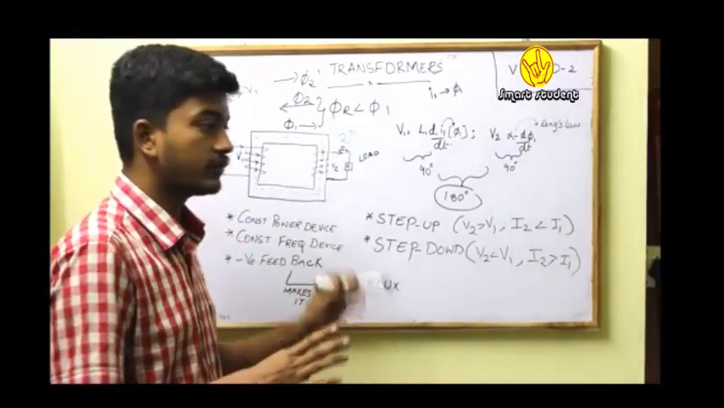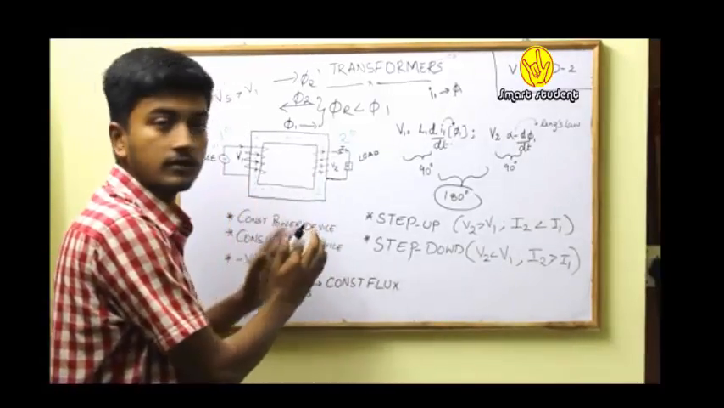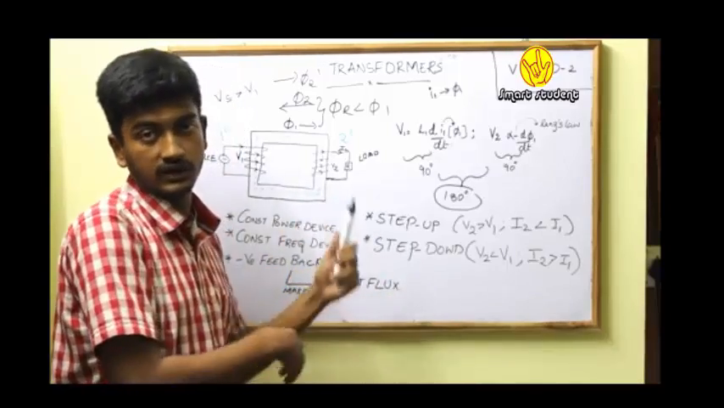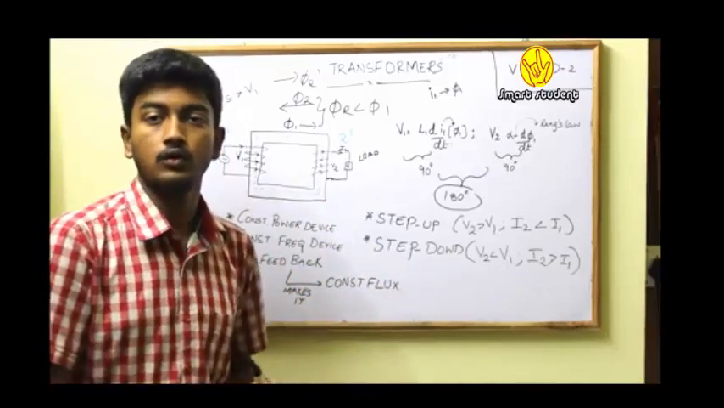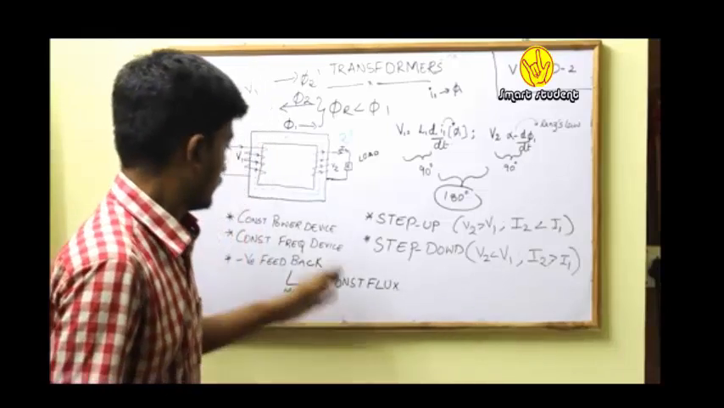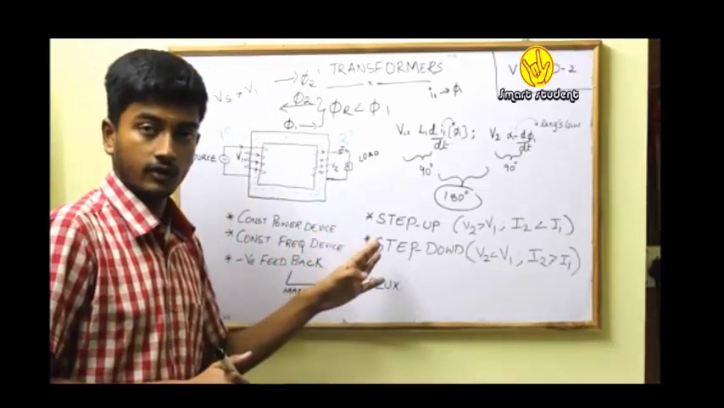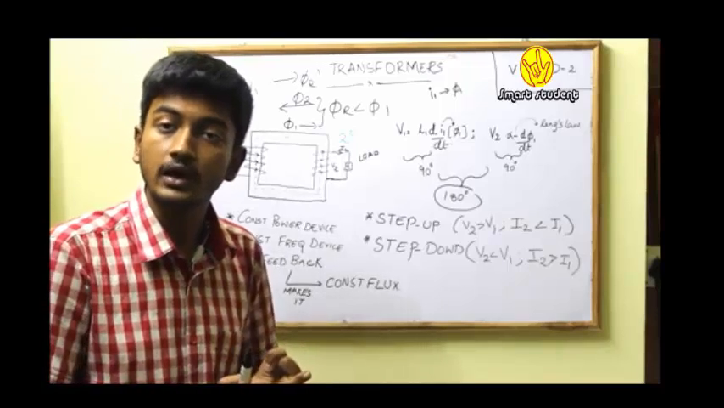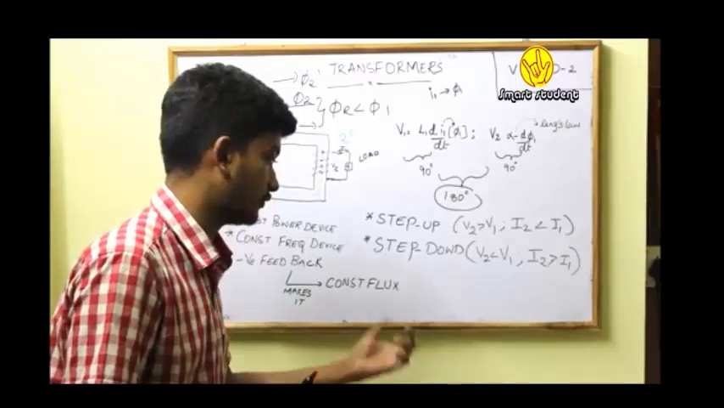From this we can understand that my transformer is a constant flux device, even when a load is connected or not connected. So the three things that we must keep in mind are: a transformer is a constant power device, a constant frequency device, and a negative feedback control circuit, which makes it a constant flux device.